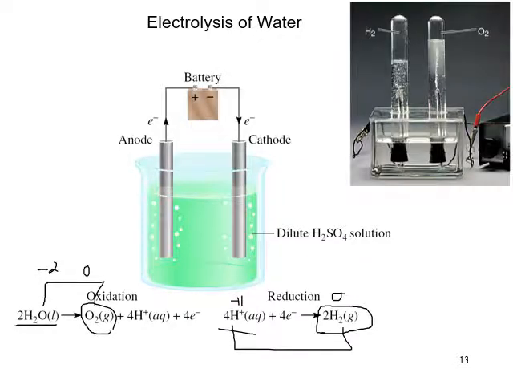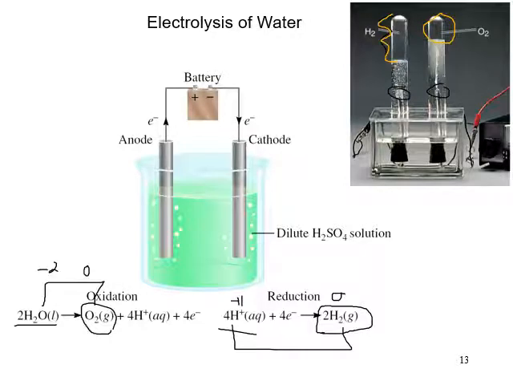And there's what you would see. You would see bubbles occurring at both of the electrodes because hydrogen is produced at one, oxygen is produced at another, but you will see you're getting twice the amount of hydrogen than you are of oxygen because of the ratio.